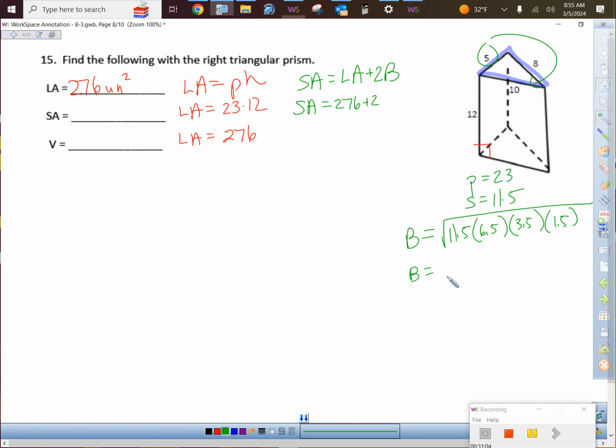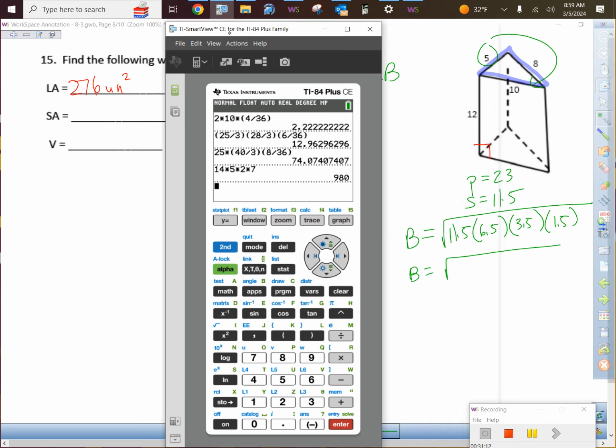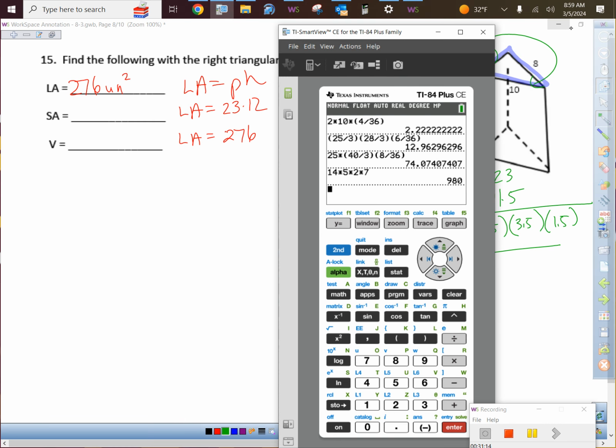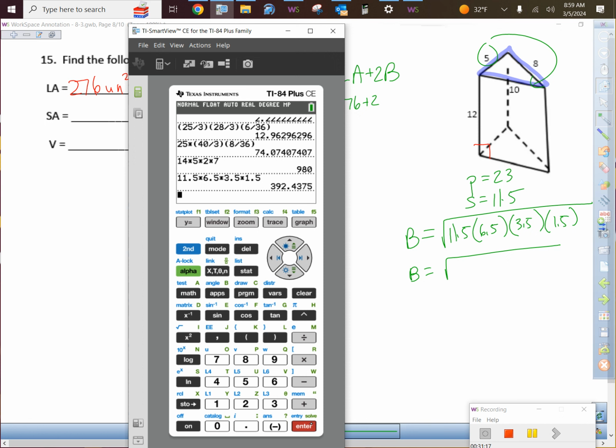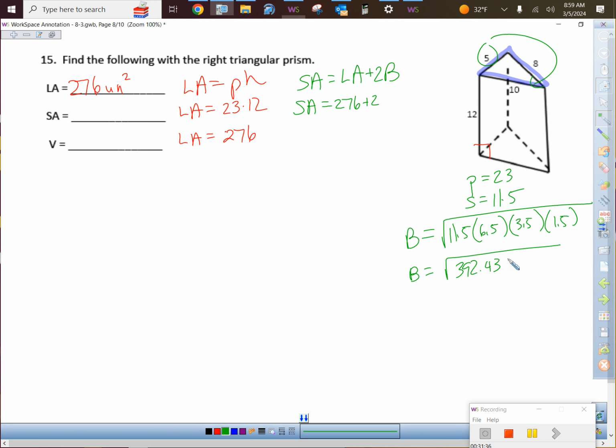This is going to be a nasty little decimal underneath there. You will not round it off. Type in 11.5 times 6.5 times 3.5 times 1.5, and yep, it will be decimally. Leave that decimal, because it's not nasty, it's just long, but it still comes out really clean. Did you get 392.4375? Came out nice to 4 decimal places, so we will leave that 392.4375, but it's got a square root sign around it. Did I write it down right?